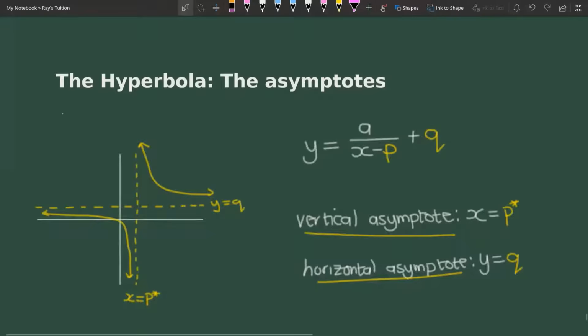Everybody, and welcome to this next video on the hyperbola. In this video, we will be looking at the asymptote. So let's start with what is an asymptote.